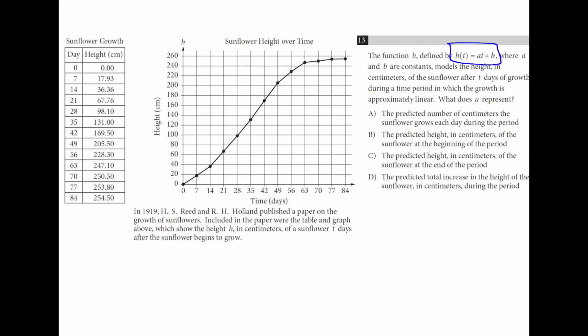So we're looking at this function, and there's during a specific time period where the growth is approximately linear. What does A represent then? A represents the slope. So rise over run. And if we look at rise, that's the height increase over the time. So how tall per day, or how much our height is increasing per day. So we're looking for keywords like grows each day, and that's why A is the right answer.